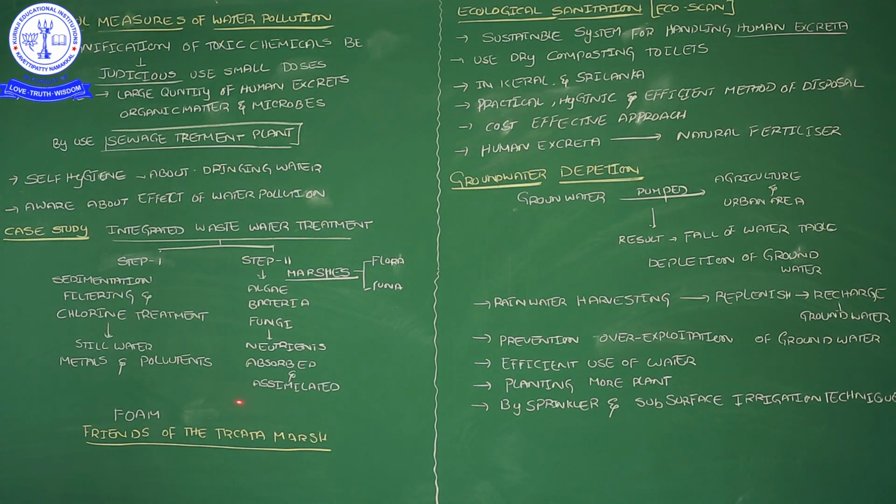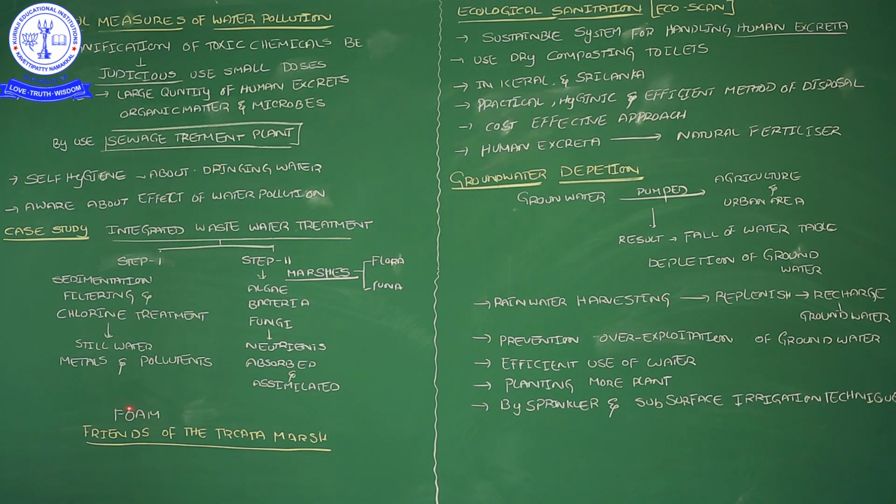Some small organisms are also present in the marshes. They utilize what they require, and if not, they utilize the algae, bacteria and fungi. So it is an elimination process. The contaminated particles are utilized by the plants, then those plants are utilized by the organisms. So it involves a recycling nature. This is the integrated wastewater treatment method, the sewage treatment plants.